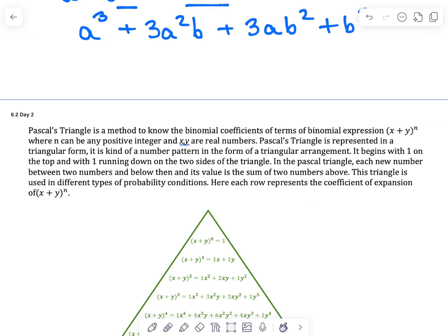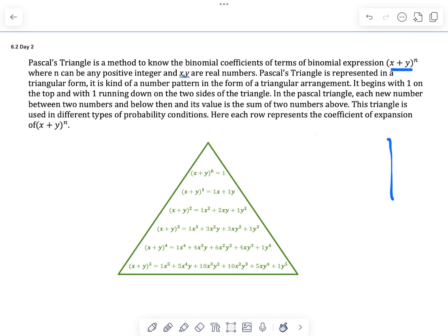Now, Pascal's triangle is a method to help you with binomial coefficients when you have to multiply x plus y raised to some power n, where n can be any positive integer and x and y can be any real numbers. Pascal's triangle is represented in a triangular form. It is a kind of number pattern in the form of a triangular arrangement. It begins with the number 1 on the top and again runs down on the two sides. In Pascal's triangle, each number between the two numbers below is the sum of the two above, which we saw in task 1.